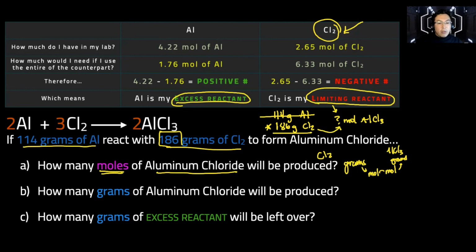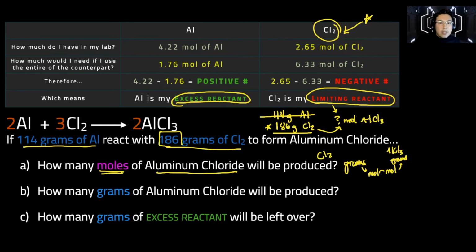So it says how many grams of excess reactant will be left over once we finish our formula or our equation or our chemical change using the limiting reactant, right? Assuming that we're using this guy, after we're done with the process, how much of the excess reactant will I have left over and put back into my shelf in the lab, right?